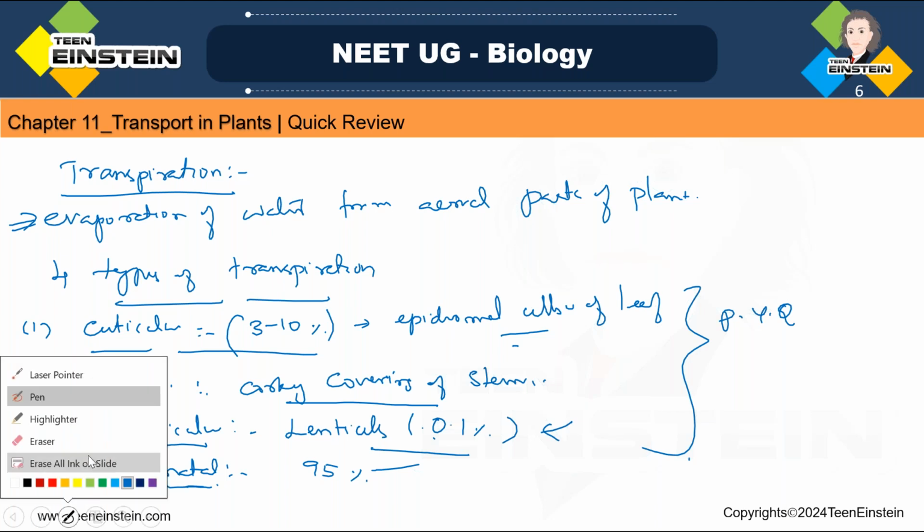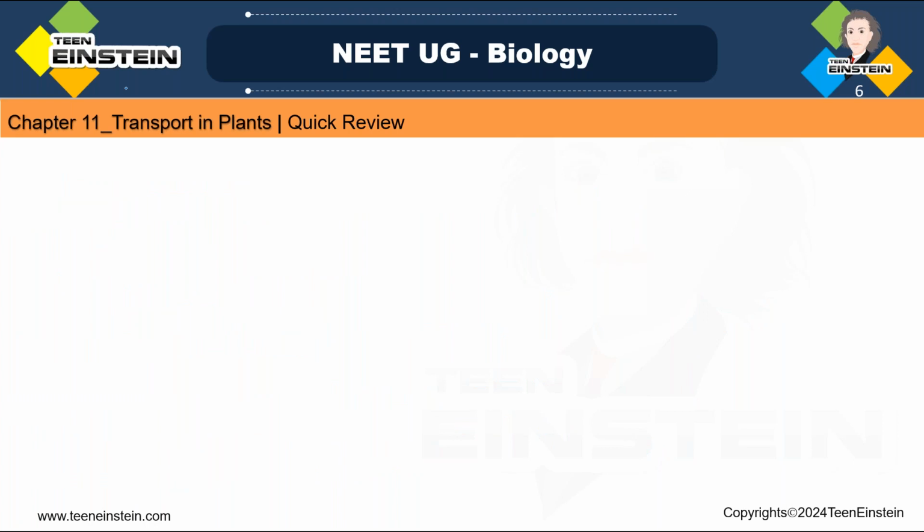We said about the stomatal transpiration, right? So stomata, we know that there are tiny apertures which are found on the epidermis of leaf and young green stem.